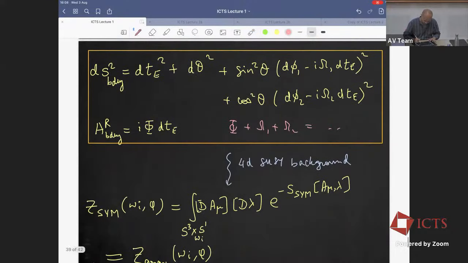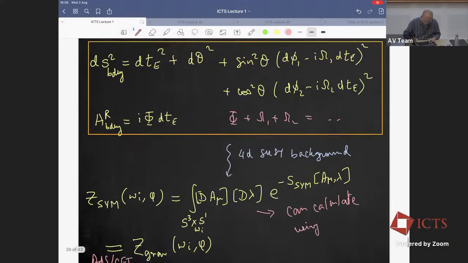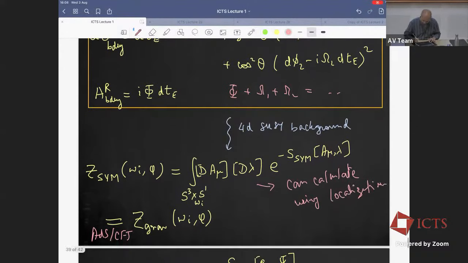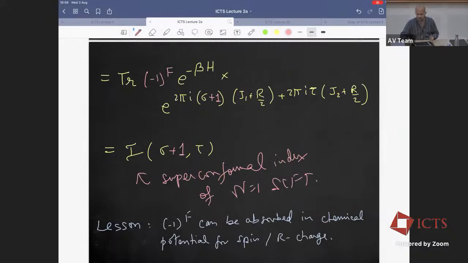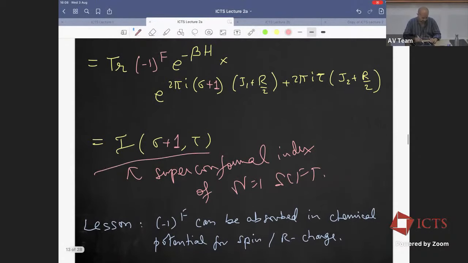I should have said this. So you can calculate this using localization. You have to just make sure that all the things that are supposed to hold, like things are Q-exact and so on. There's no reason why Q has to be a zero mode. It's a zero mode under the full Dirac operator. And then you can check that the answer is the same as that. Okay. Sorry, there was some question.